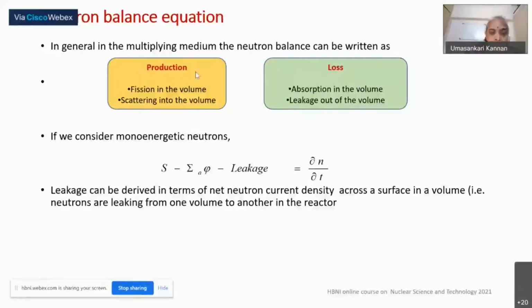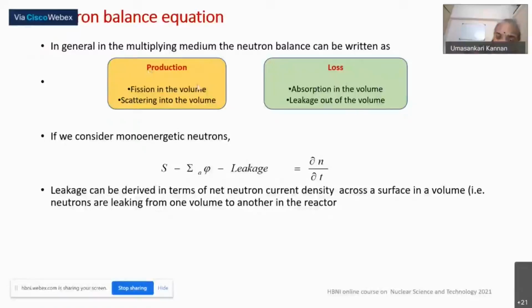Okay, the production mechanism consists of fissions, which happen in the volume, and scattering into the volume. Scattering means a neutron of higher energy gets elastically scattered and comes down to thermal energies. So that also could cause a fission. So they are the scattering source, we call it. So the production mechanism is basically due to the fission process and due to the slowing down process which is happening in the volume of interest.